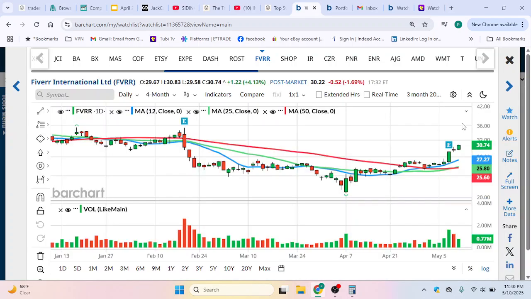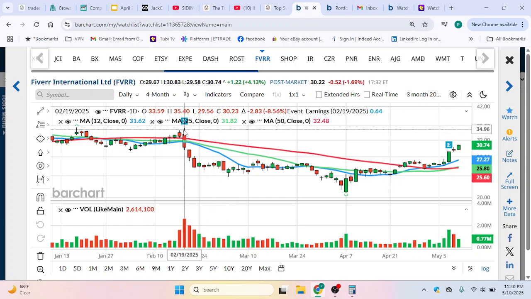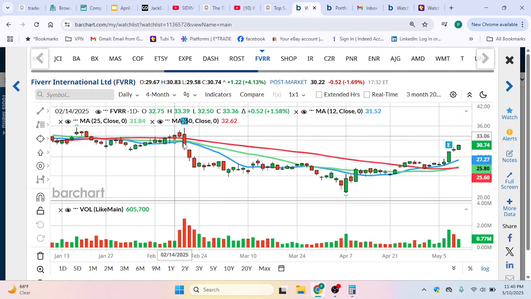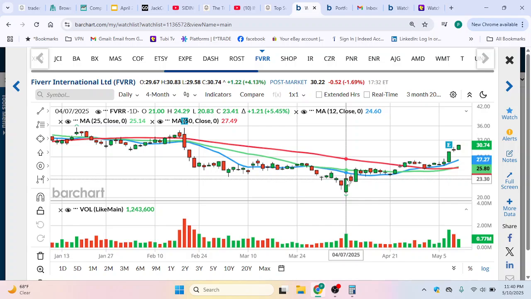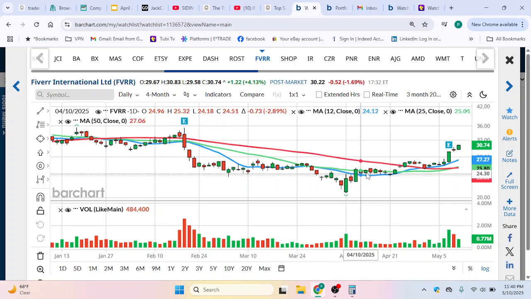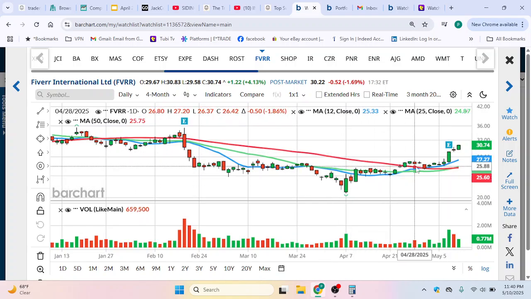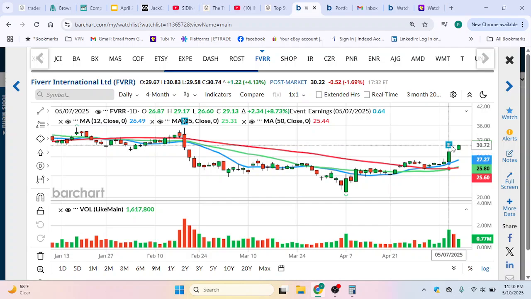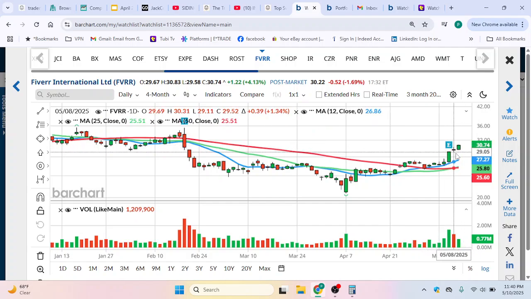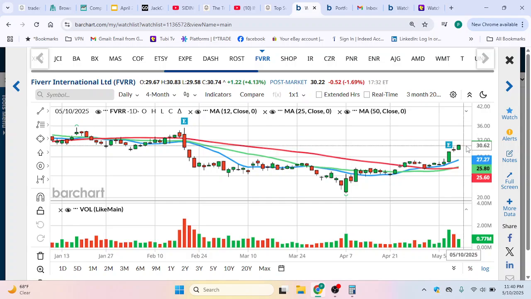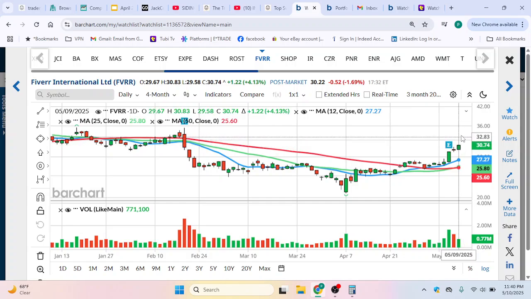So Fiverr here, this is one that I like fundamentally, but technically it has not performed. So we had this low back in April, and then since then has had a nice move up along with the market, and it looks like a positive reaction recently to earnings. So I like that. To me, this would be a potential opportunity for me to get involved and see if Fiverr could make the next move.